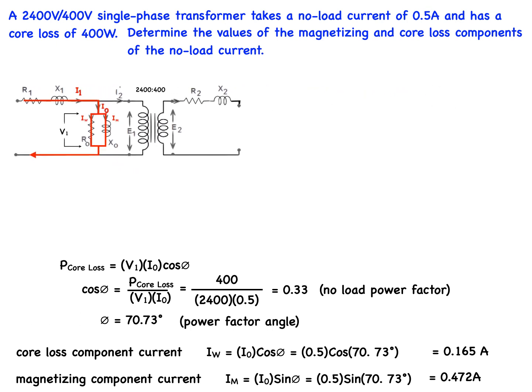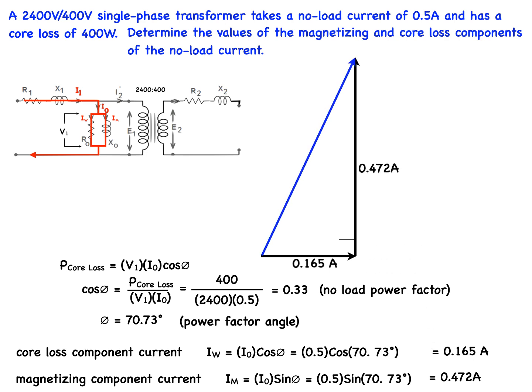Remember that IW and IM are phasors and must be added using vector rules. So since IW is at 0 degrees and IM is at 90 degrees, then the resultant is this, the magnitude of which is the square root of the quantity IM squared plus IW squared, and that is equal to 0.5 amps.